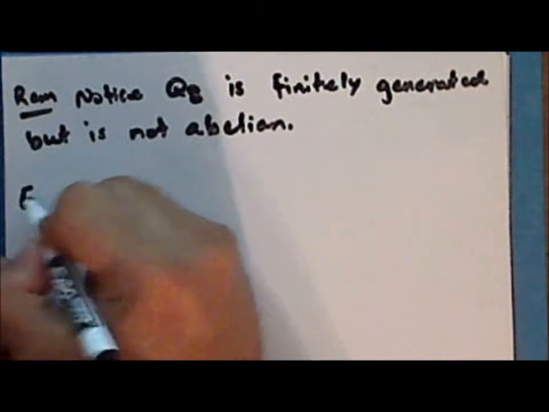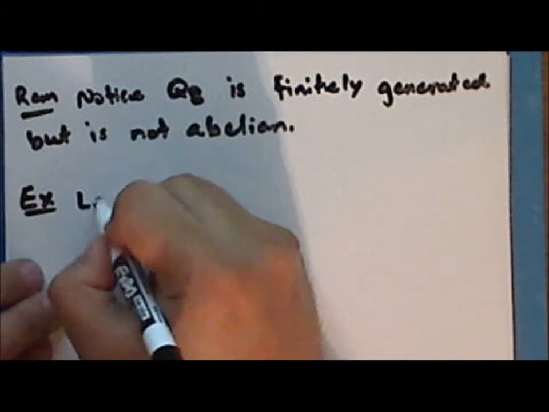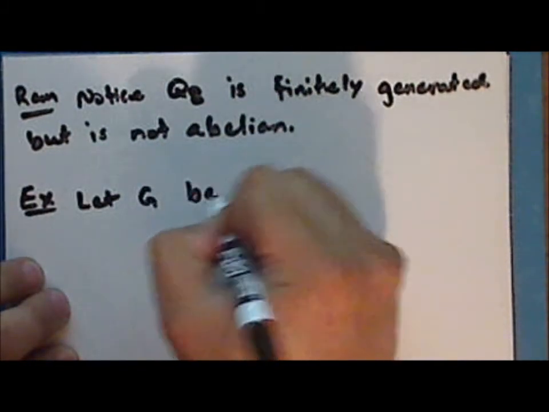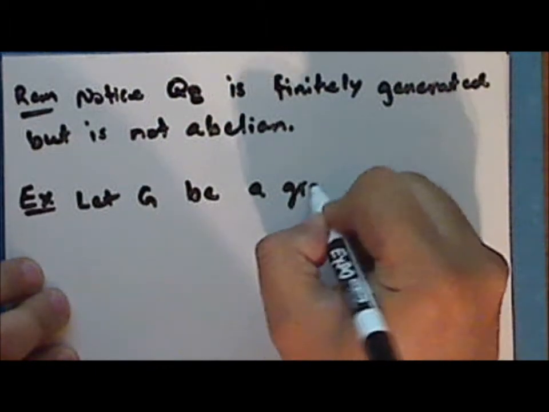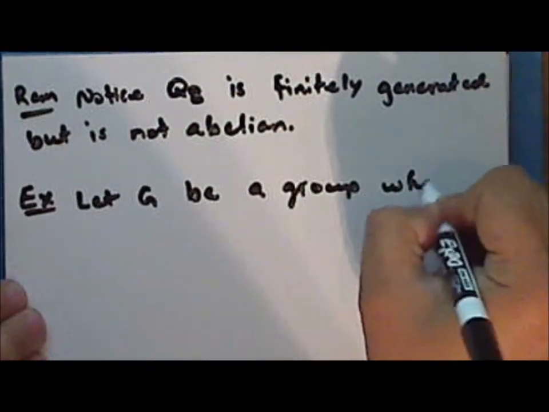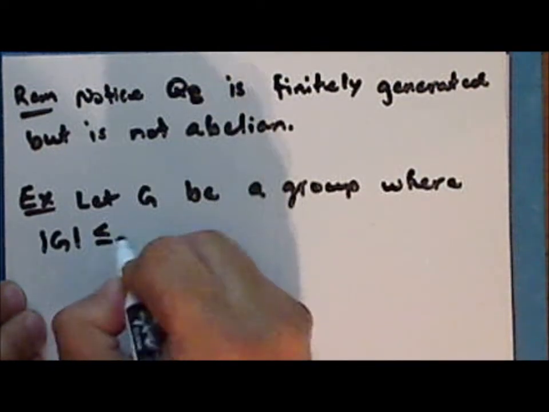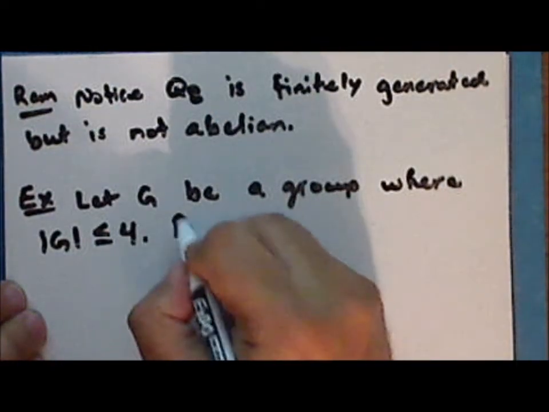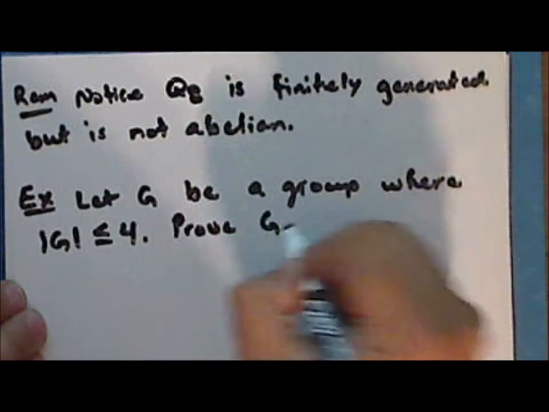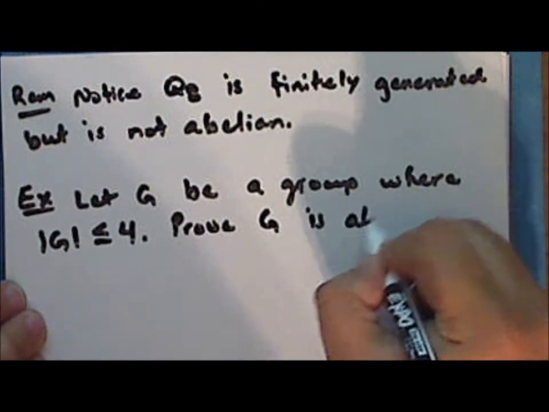So as an exercise, let G be a group where the order of that group is less than or equal to 4. Prove that the group is abelian.